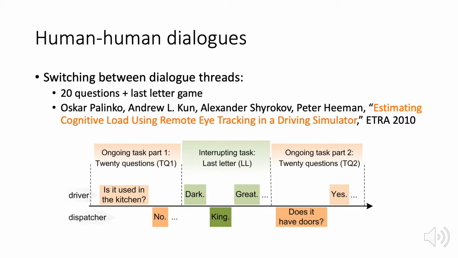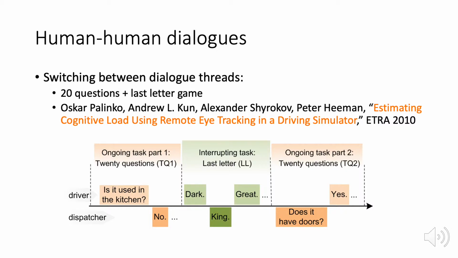So here we have an example. The ongoing task, this 20 questions task, starts out, the driver says, is it used in the kitchen? So this is a yes/no question, and then the dispatcher responds no. And this keeps going, and at some point, there's an interrupting verbal task, this last letter game, and the driver says, dark, ends with a K, and then the dispatcher takes that letter K and says king, a word that starts with a K. That word ends with a G, so now the driver starts with a G, great.